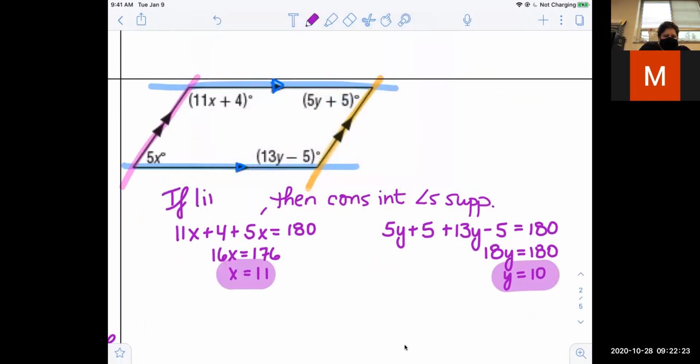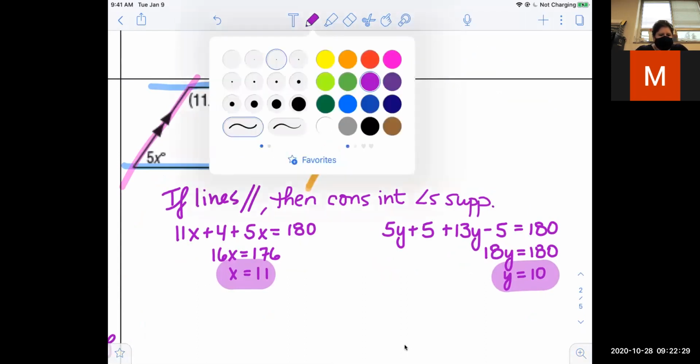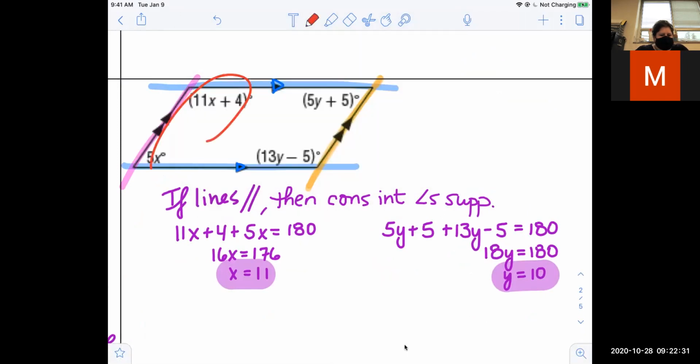Lines are parallel. Why did I start with an equation that was 11x plus 4 plus 5x equals 180? Why did I add those two instead of, for example, adding these two? Yeah, it is possible to solve a problem where you have x's and y's mixed together. But remember, that's like a system of equations. You have to do substitution or elimination. It's a lot easier when you're able to combine x's together and combine y's together.